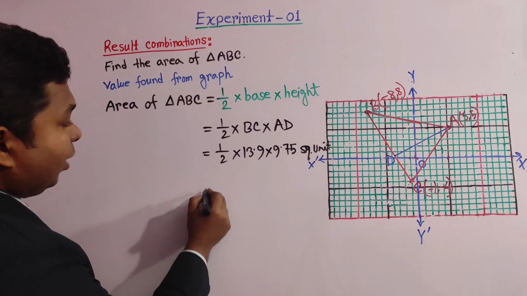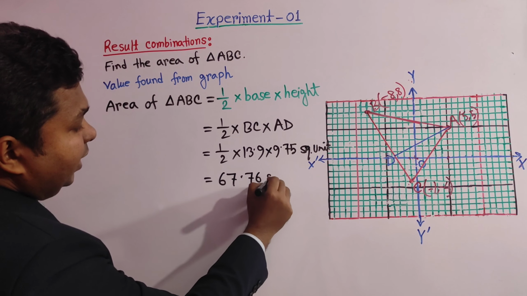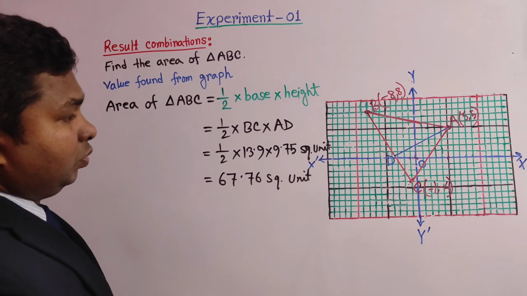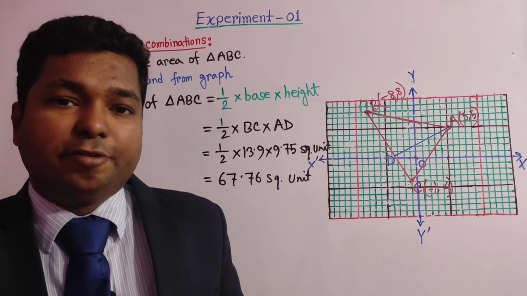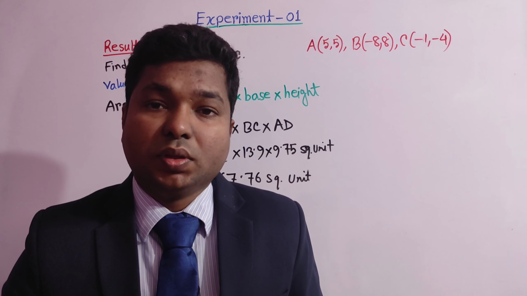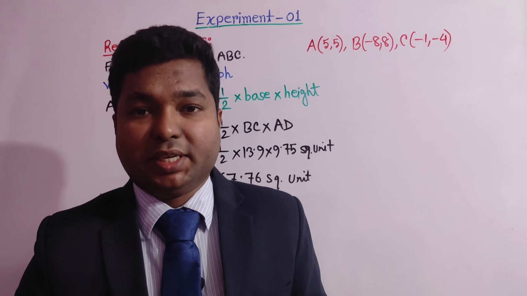Then by simple calculation we will get 67.76 square unit. So this is the area of triangle ABC by using the graph. Now we find the area of triangle ABC mathematically.